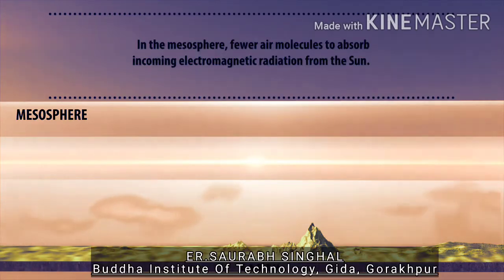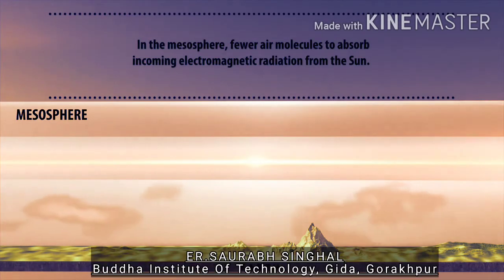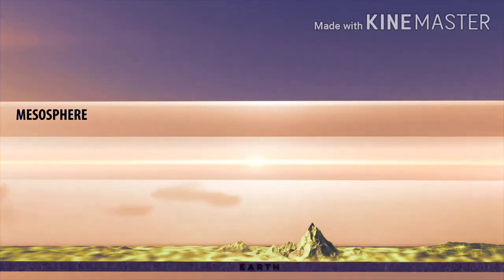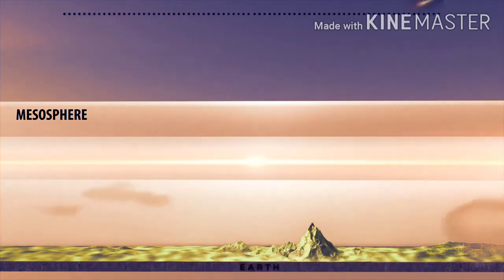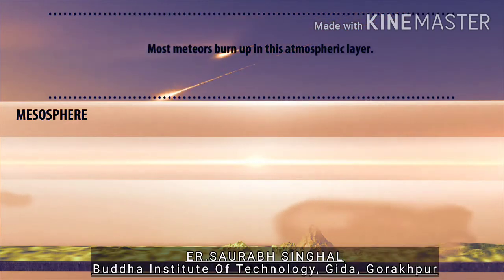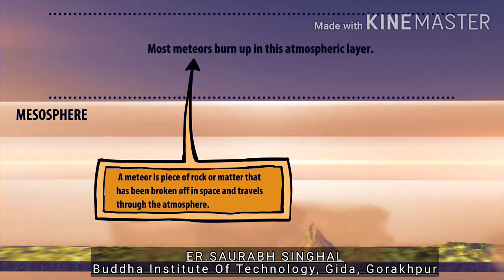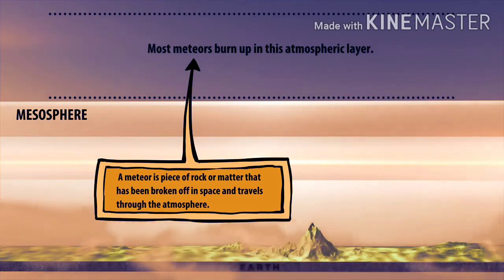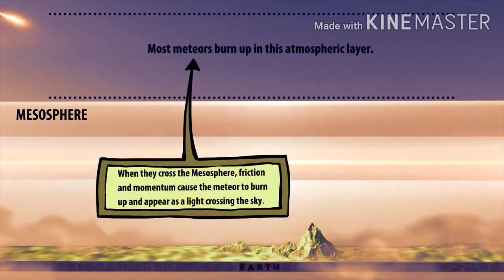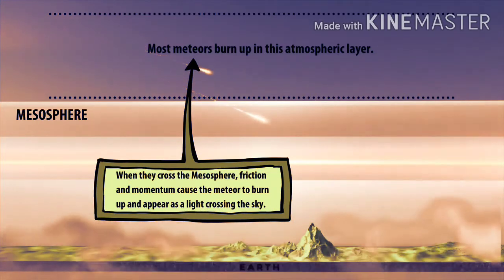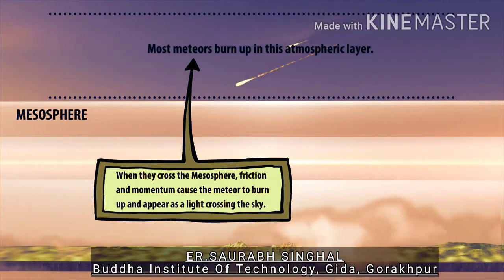In the mesosphere, there are fewer air molecules to absorb incoming electromagnetic radiation from the sun. Most meteors burn up in this atmospheric layer. A meteor is a piece of rock or matter that has been broken off in space and travels through the atmosphere. When they cross the mesosphere, friction and momentum cause the meteor to burn up and appear as a light crossing the sky.